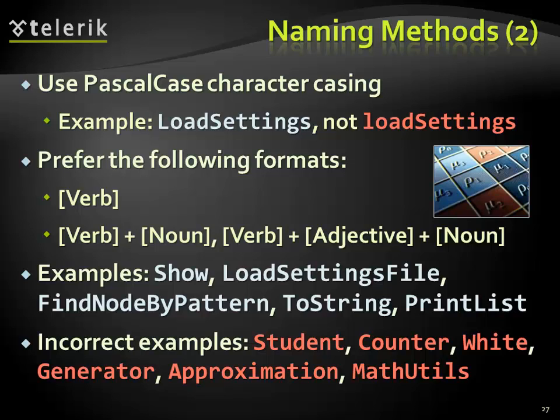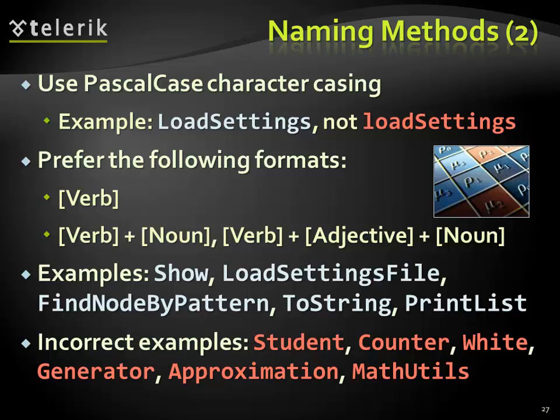Methods should normally contain a verb, or a verb plus noun, or a verb plus adjective plus noun. Like for example, Show is a good method name, or WriteSettingsFile, or FindNodeByPattern, or ToString, or PrintList. And bad examples would be Student, because Student is actually more appropriate for an object name, or Counter, again more appropriate for a class name, White, again more appropriate for a class name or some enumeration or for something else, but as all these don't contain any action and a verb, they cannot be good method names. The same around Generator, Approximation, and MathUtils.